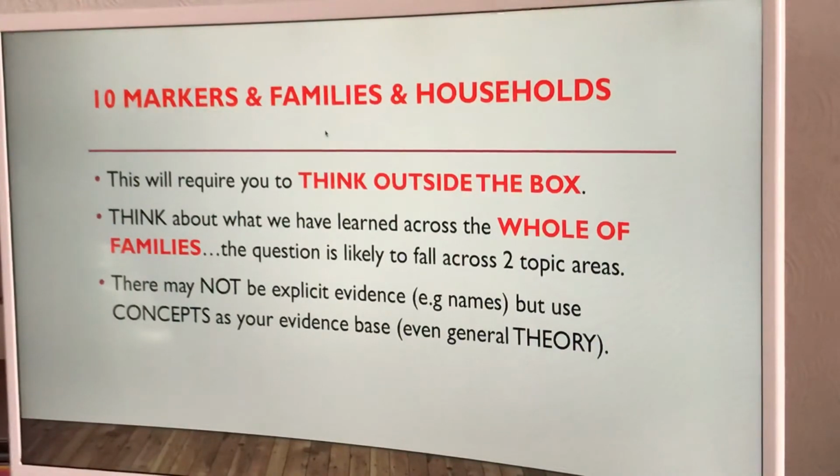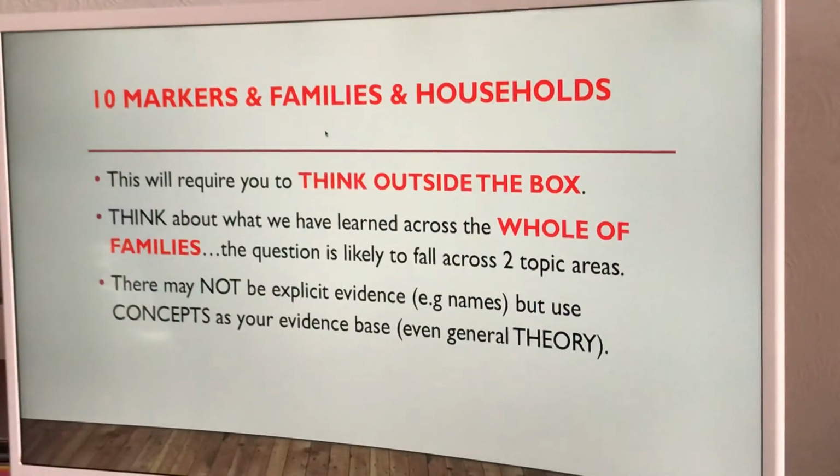But the 10 markers on families and households, and this goes for second years too, sitting the A-level paper, it's going to need you to think outside of the box, guys, okay? I keep saying that. You need to think about what we've learned for the 10 marker across the whole of families. And that 10 marker in families is likely to fall across 2 topic areas, okay? So it could be, for example, last year, I think it was childhood and gender. And again, that trend went through to religion. Those of you sitting A-level, it fell across 2 topic areas, and you need to be prepared for that.